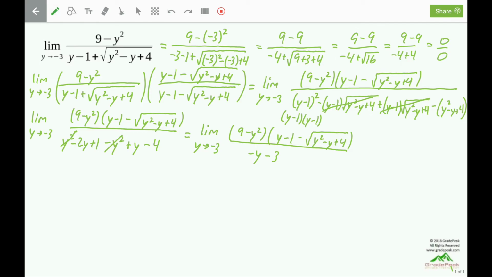Now at this point we have power functions. We still are getting 0 over 0. We're getting 0 in the numerator because of that, and 0 in the denominator because of that. They cannot cancel just yet. We will need to factor.